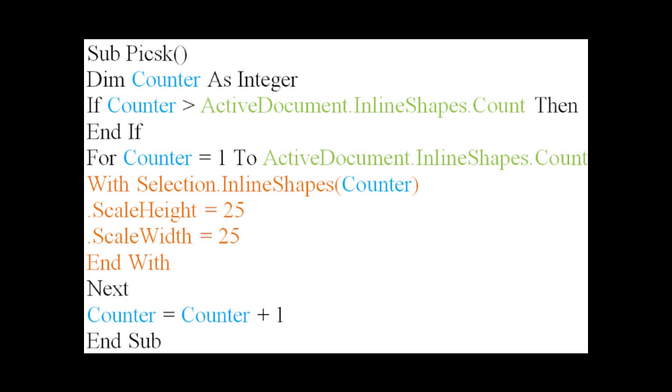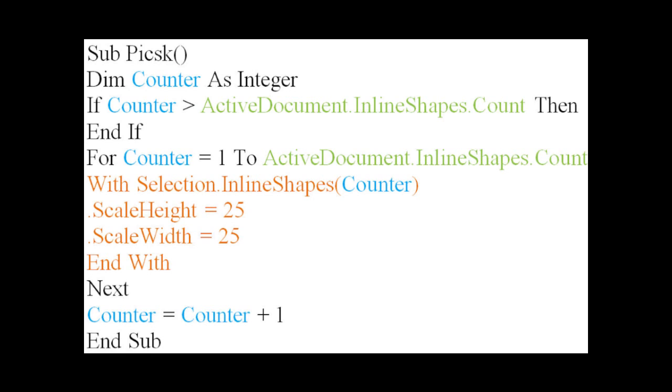Now let's go ahead and do another For Next statement. This one, still dealing with images, inline shapes. We want to reduce the size of the images all, or increase them all so that they're at 25 points in height and in width. So the statement says, if the counter is greater than the total number of inline shapes in that document, let's say we have 7 images, because that's what we have in the example that we're using.